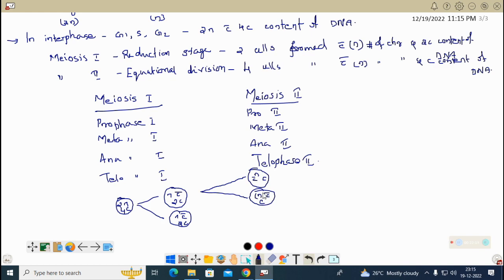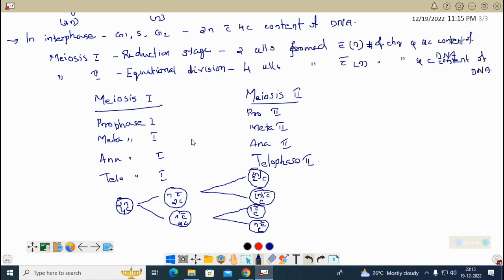So this n represents the haploid condition. Here this also will form the same way, that is, n number of chromosomes with the C content of DNA. So this is the normal condition, and it is reduced: all cells 2n became n, which is nothing but the haploid condition. That is the meiotic division, in which we are getting haploid cells.